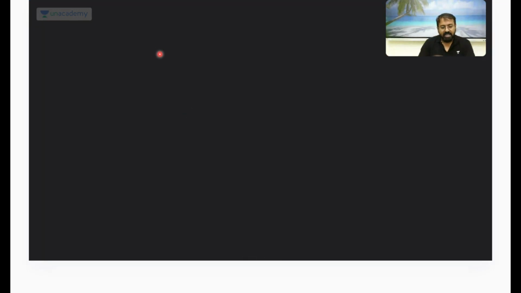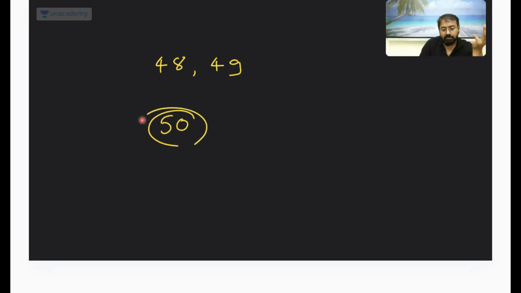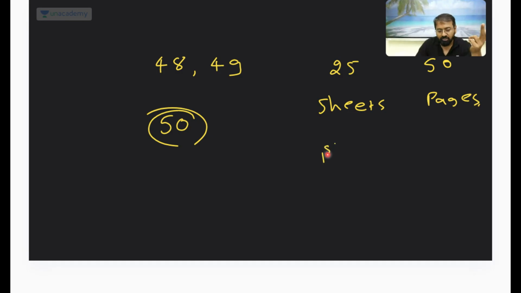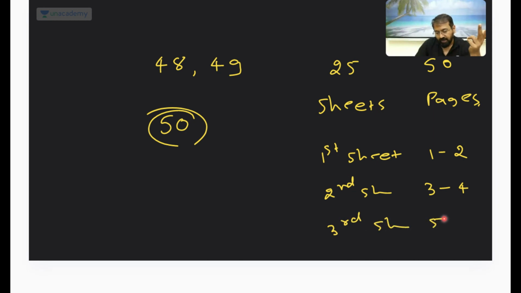Now please understand, if the first page number is 48, the second will be 49, correct? Then I'll be left with just one page, 50. Is it even possible? No, because there are 25 sheets and 50 pages. Your first sheet will have numbers 1, 2. Your second sheet will have numbers 3, 4. Your third sheet will have numbers 5, 6, and so on. So your 25th sheet will have numbers 49 and 50.